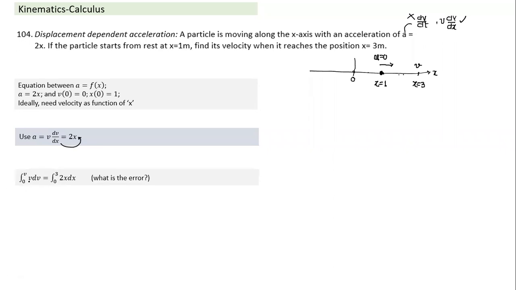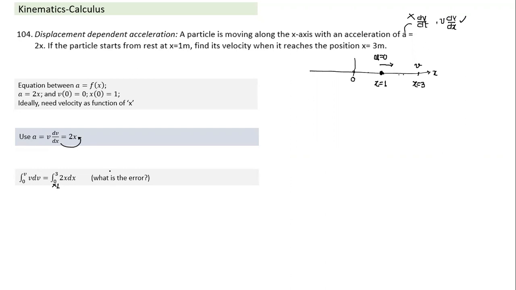What is this? It is v dv, integrated from 0 to v, and x also, since we have to find velocity at 3 meters, I'll integrate from 0 to 3. There's an error here. What is the error here? The limits of x are not correct. No? Basically, when we write velocity is 0, it is not 0 at x is equal to 0. It is 0 at x is equal to 1. So we have to be careful.